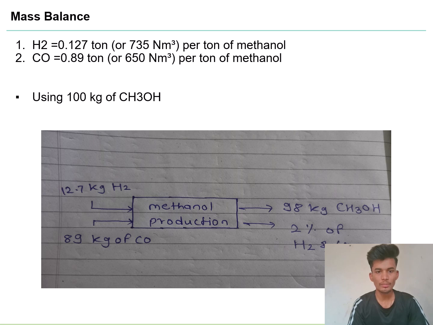About mass balance. 1 ton of methanol requires 0.127 ton of hydrogen gas and 0.89 ton of carbon monoxide. For 100 kg of methanol production, we need 12.7 kg of hydrogen gas and 89 kg of carbon monoxide. And the yield is 97%. So you can see the yield is 98 kg of methanol using 12.7 kg of hydrogen gas and 89 kg of carbon monoxide, and 2% is unreacted hydrogen gas and carbon monoxide.